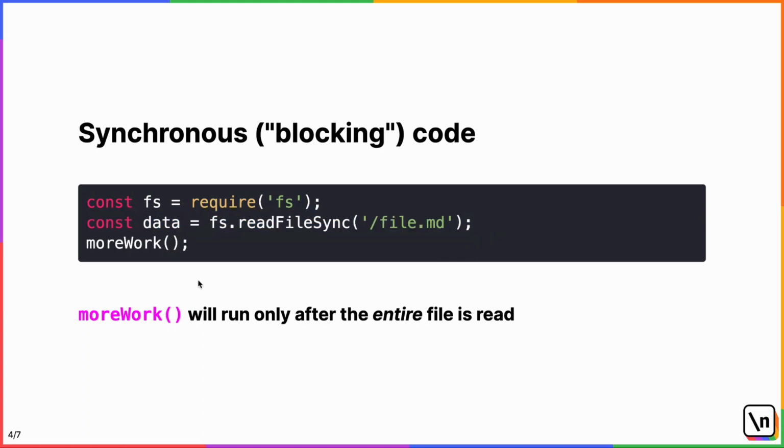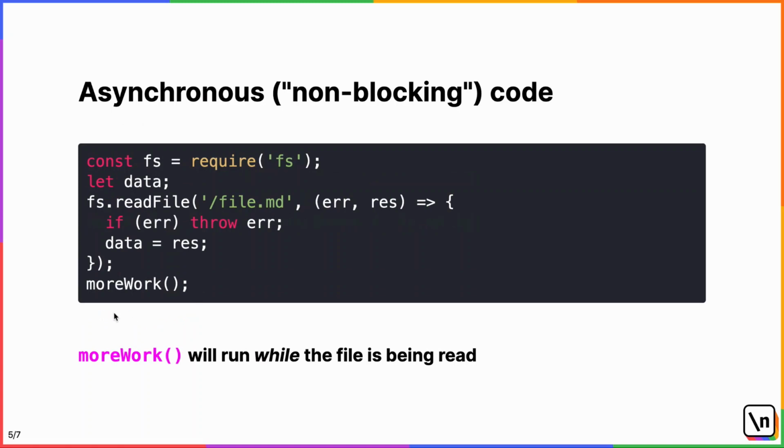As we've mentioned, Node allows input-output tasks to be non-blocking and asynchronous. So in this example, we're doing the exact same thing, that is to say reading a file named file.md and running the moreWork function, but we're doing so in a non-blocking setting.